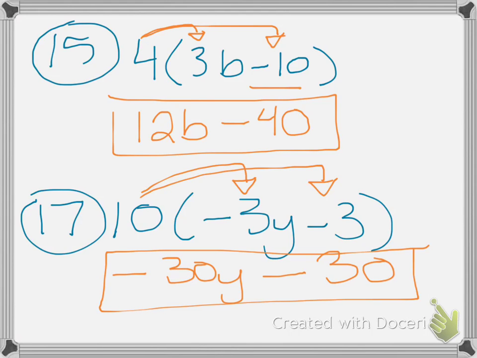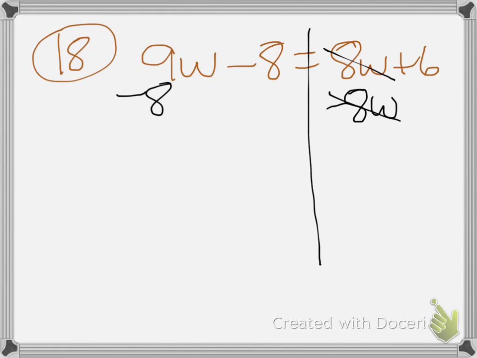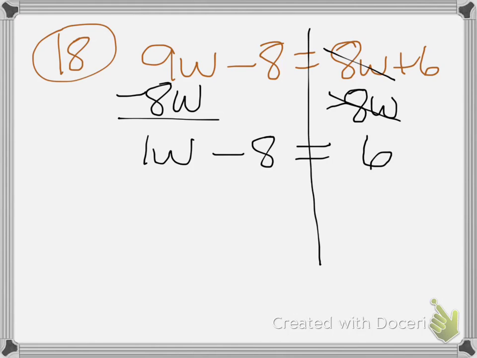Looking at our next one, number 18 right here. So this is just an equation with variables on both sides. So the first thing we do is draw our line. And now we don't have to combine any like terms, so we just need to get our variables on the same side. So we move the smaller one. The 8w is smaller, so I'm going to minus 8w here. Cancels that out. Put minus 8w under the 9w, and that gives us 1w, which is just the same as w. Now I'm going to bring down my minus 8 and my positive 6. So I just bring down a 6.